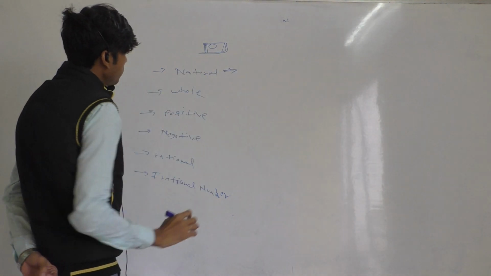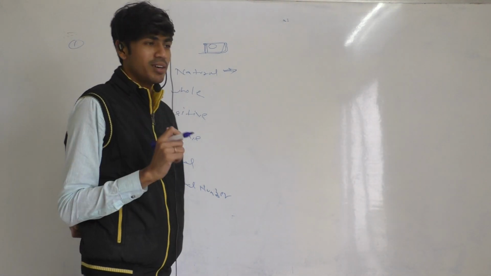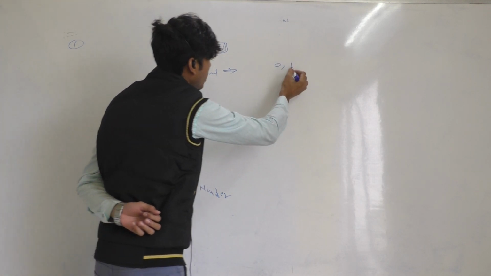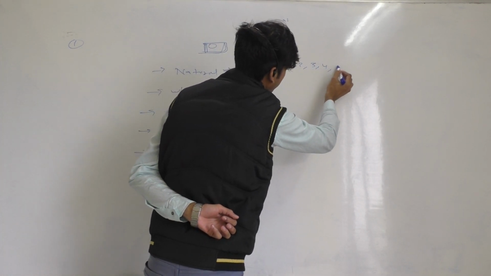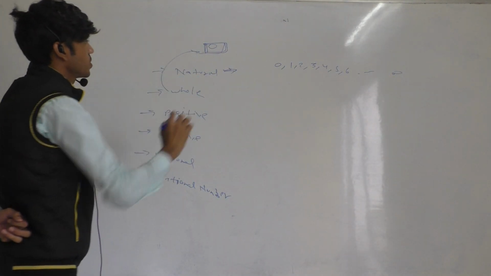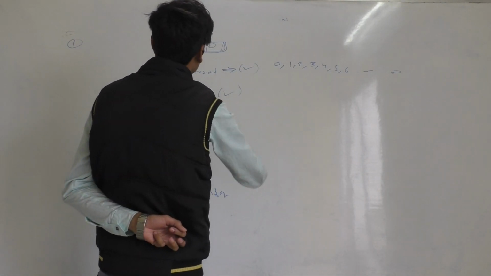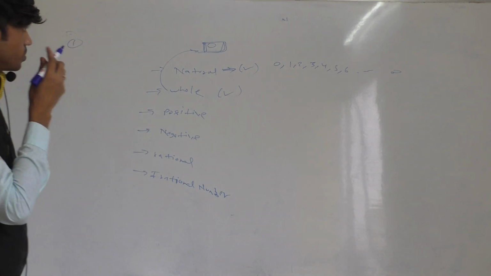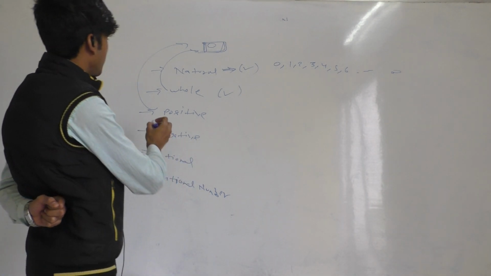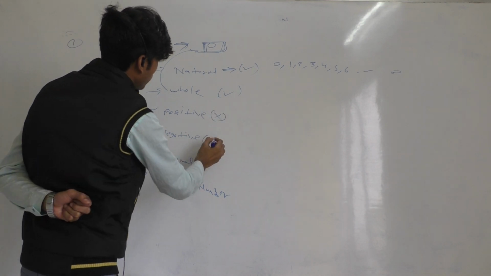Is 0 a whole number? Yes, 0 is a whole number, because as we learned in the theory part, when we include 0 with 1, 2, 3, 4, 5, 6, 7 up to infinity, they become whole numbers. So 0 is also a whole number. Now we come to positive and negative integers. Is 0 a positive integer or a negative integer? No. As I told you, 0 is neither positive nor negative.